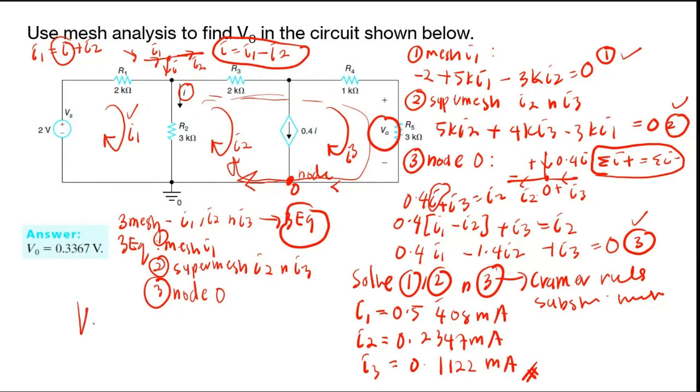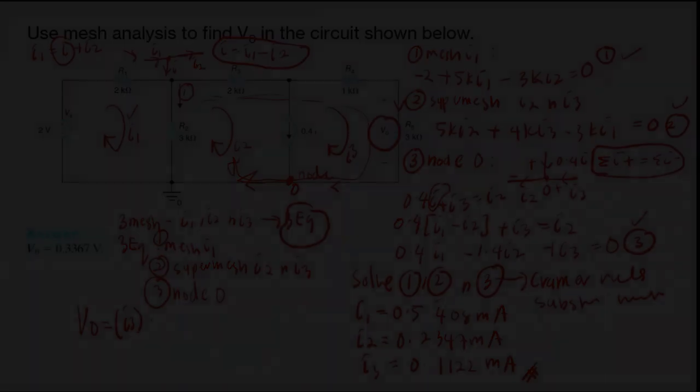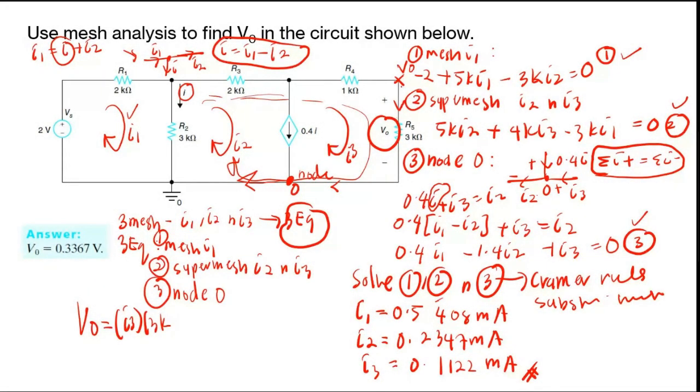So what is the equation for the V node, guys? I3 times 3K, because we want to calculate the V here, not here. But if you have V, let's say V4 here, then you need to use this resistor, because the V node here needs this R5. So V node is equal to I3 times 3K. When you calculate, you get this value, 0.3367 volts. All right.